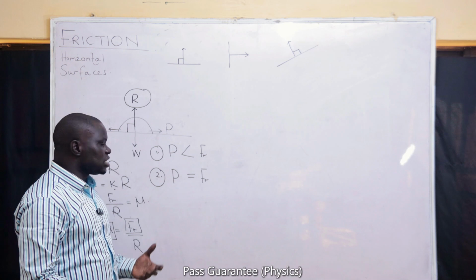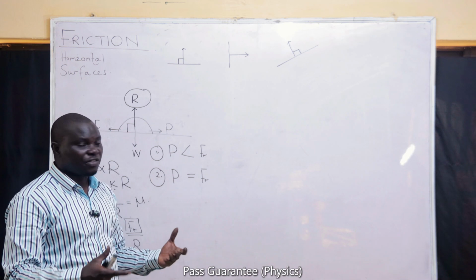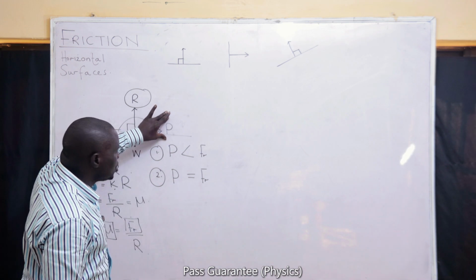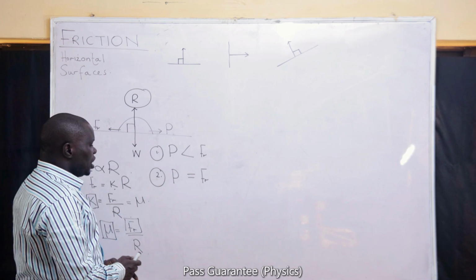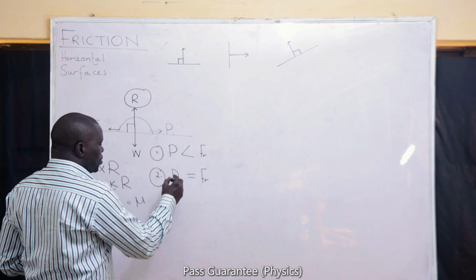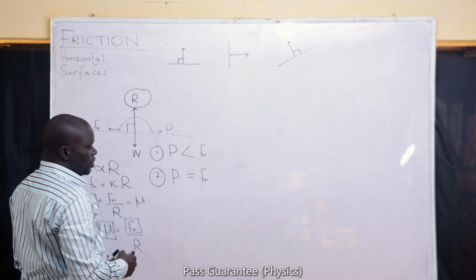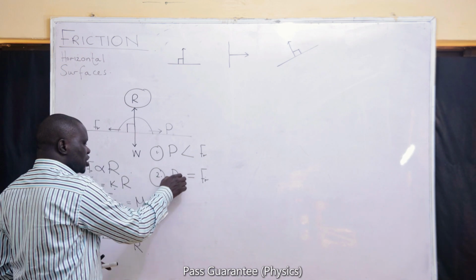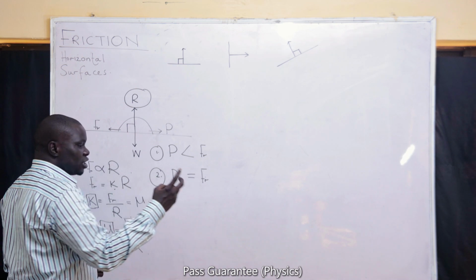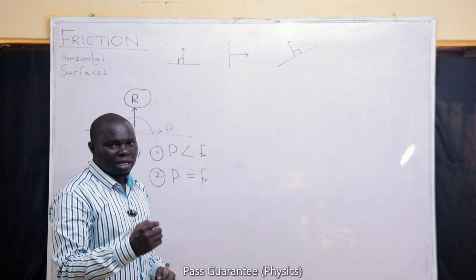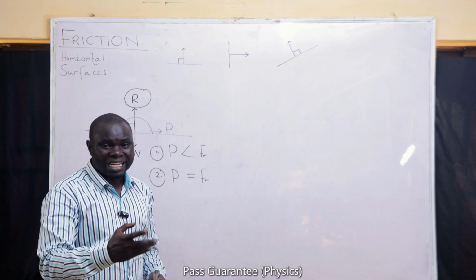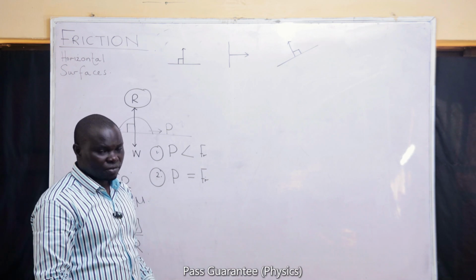For an object to move with constant velocity, you don't really need a net force between the force that you are using to move the object and the frictional force. Moving with constant velocity is also achieved when P is equal to F friction. When the force is equal to the friction, there are two things that can happen. Number one is either the object is about to move or it has started moving at constant velocity.